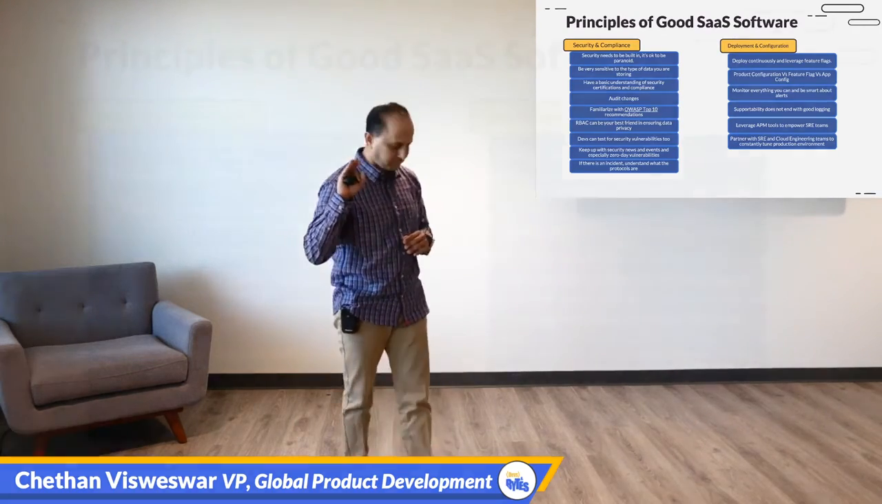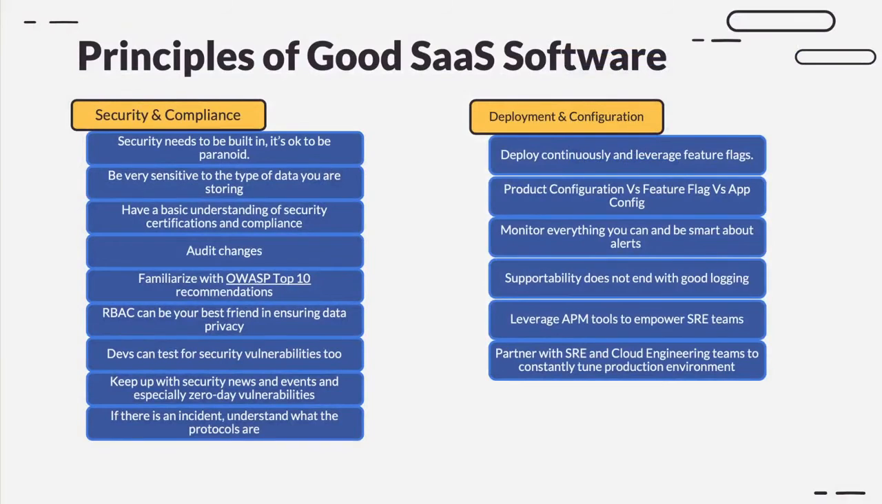Deployment configuration. As I said, I'm a big believer in continuous deployment, which will require leveraging feature flags, getting to a discipline from a product perspective to support self-discoverability. Product configuration, feature flag versus app config, there are three different things. They're not the same. I just wanted to bring it to your attention, but if you want to talk about it, we can talk through that. Monitor everything and be smart about alerts, right?